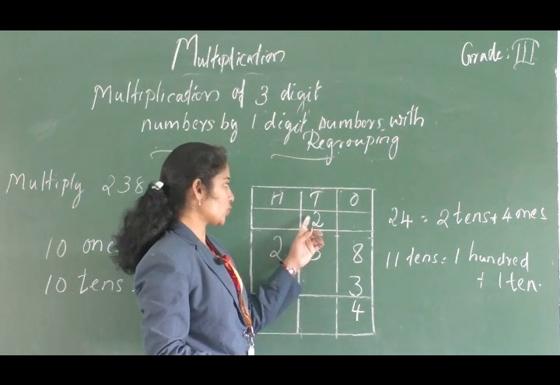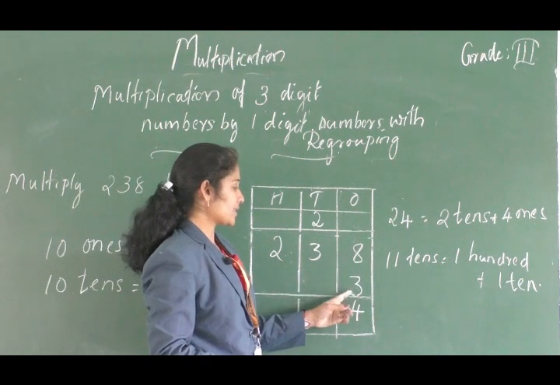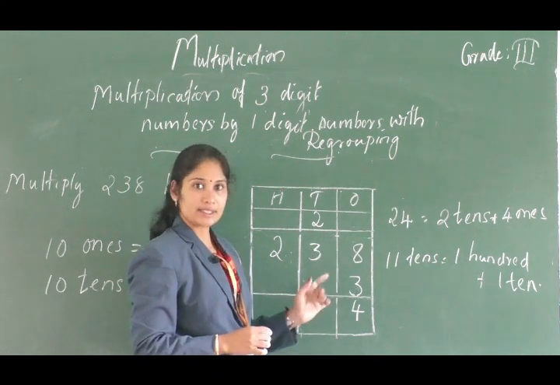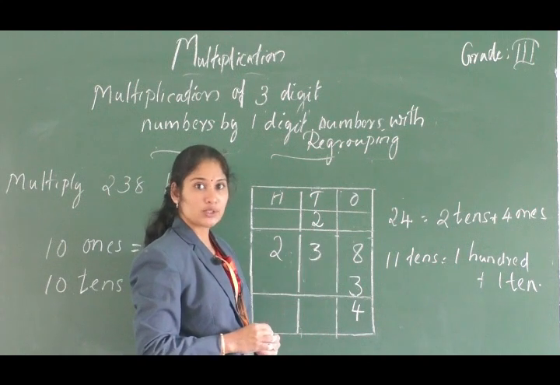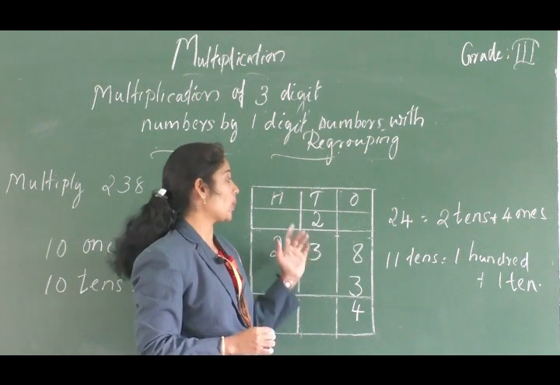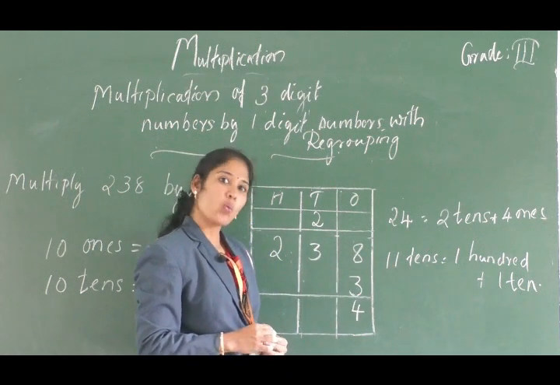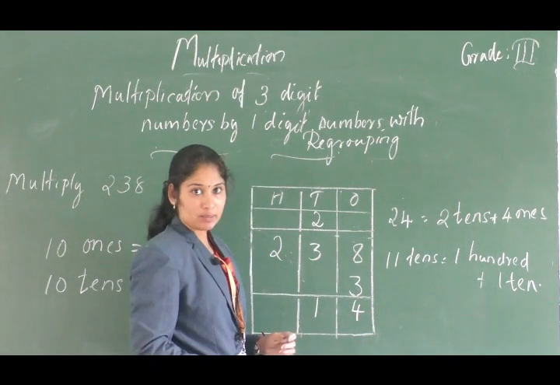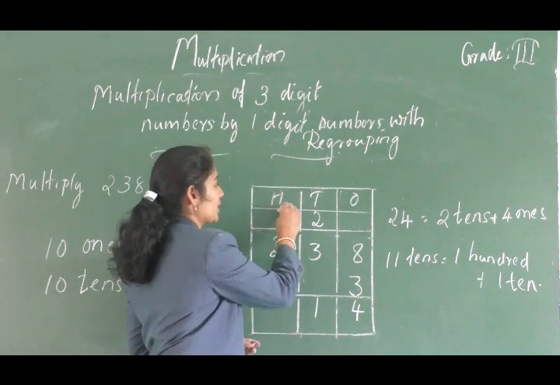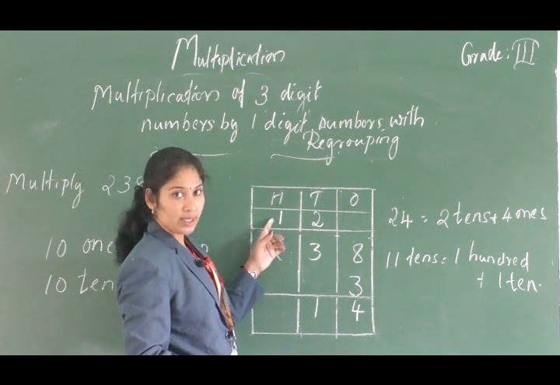Now we have 2 in the tens place. Here 3 tens. 3 tens multiplied by 3 is equal to 9. We have 2 here. So 9 plus 2, 11. 11 tens regroup as 100 plus 10. So we can write 1 at the tens place and 1 will carry over to the hundreds place. So we have 1 in the hundreds place here.